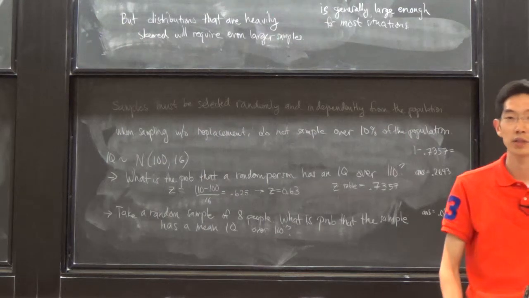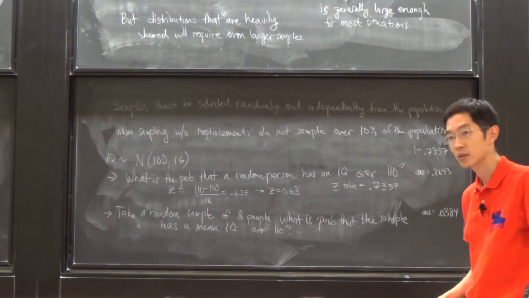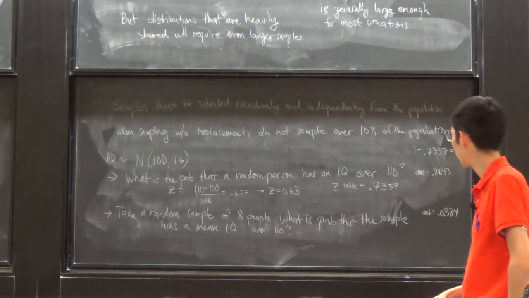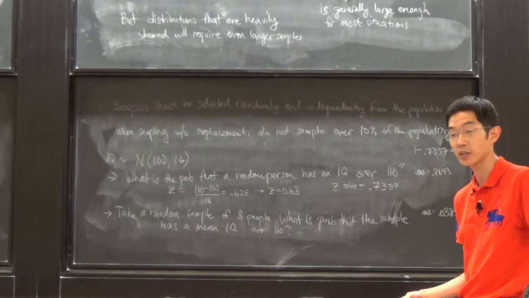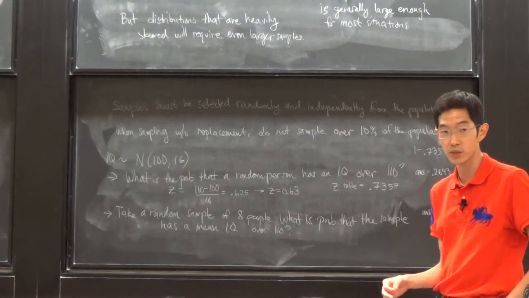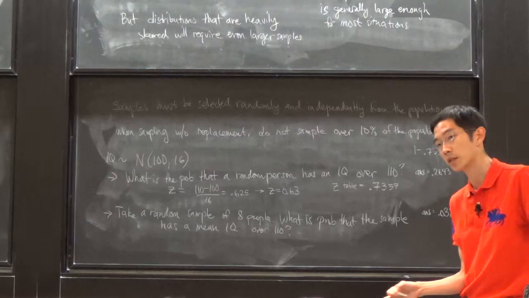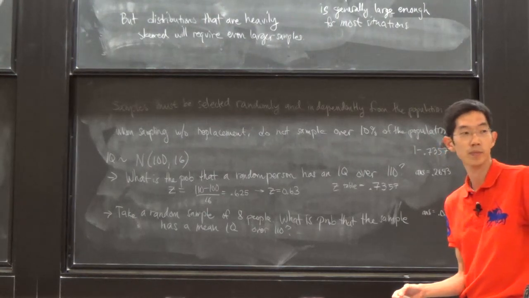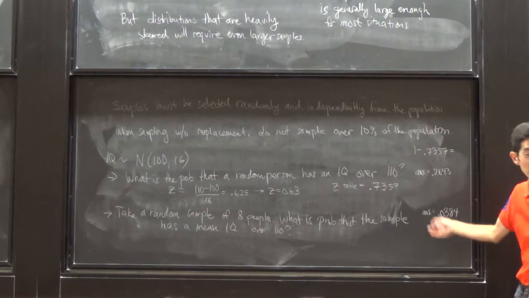Yes? So if you didn't do 1 minus 0.7357, what would the shortcut be? You would look up negative 0.63. Okay, and the area to the left of negative 0.63 is equal to the area to the right of positive 0.63. Okay, that should have been okay, right?